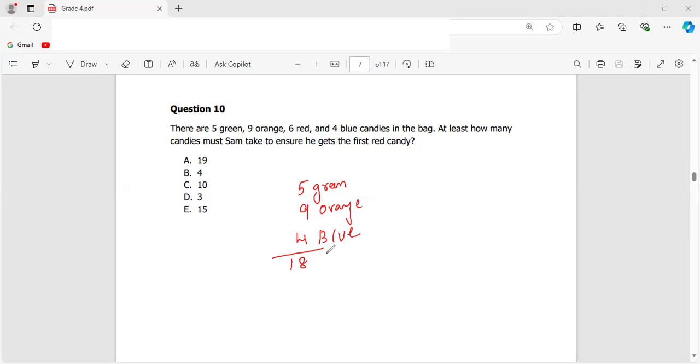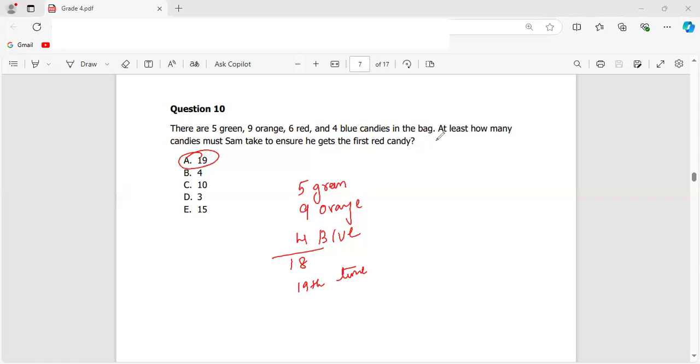So worst case situation is taking out candies after candies and he's not got a red candy yet. But now he's exhausted all the options. So when he does it the 19th time, you are 100% certain that you will get a red candy. So my answer is 19.